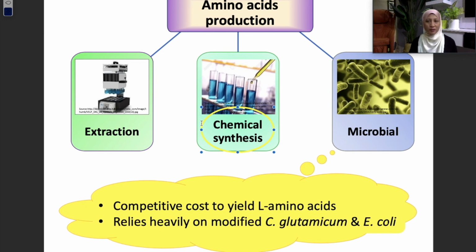Okay, so how about microbial synthesis? Most amino acids, except for glycine, L-methionine, L-cysteine, and L-serine, can be commercially manufactured by fermentation process or by enzymatic synthesis. In fact, Corynebacterium glutamicum has been used since the mid-1950s for production of L-glutamic acid.